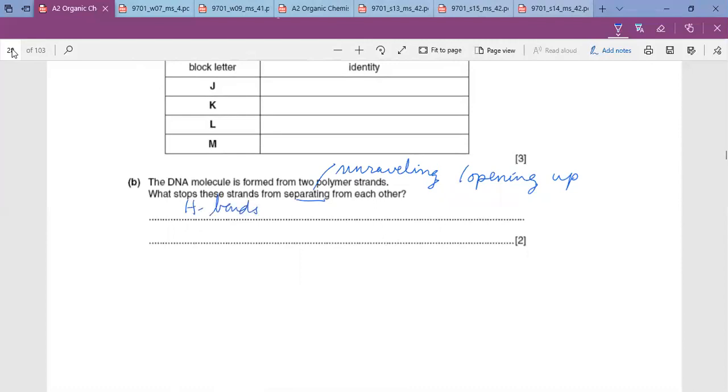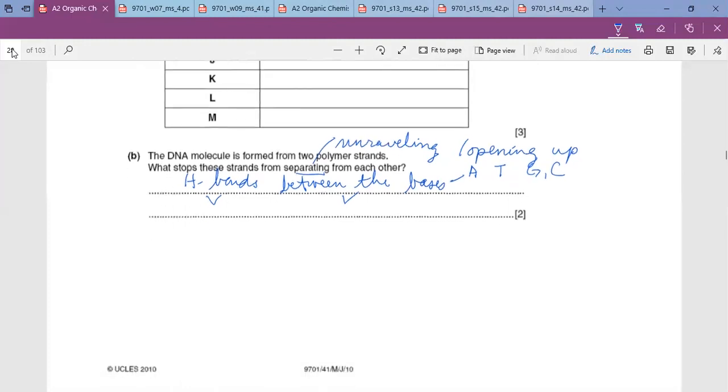Okay, what is hydrogen bonds? Which one mark only? Between what? Between the bases. They call it bases. Okay, what are the bases? Adenine, thymine, guanine, and cytosine. 2 marks, 1 mark for each of them. Is that clear? Right? Another one, page 29, also got draw again.